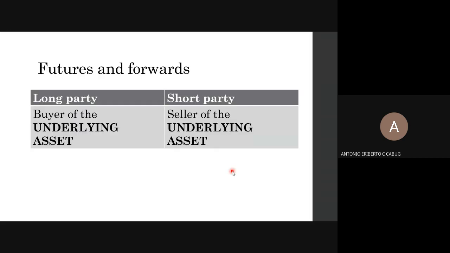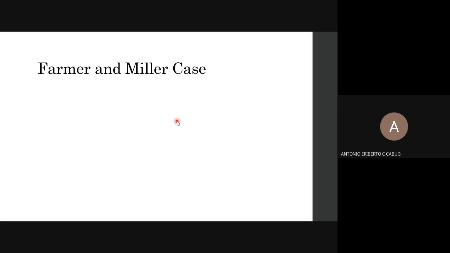Allow me to name the two parties in a futures and a forwards contract. The long party is the one who would like to buy a certain asset, which we call the underlying asset, while the short party is its seller. Long party, buyer; short party, seller. SS, short seller.